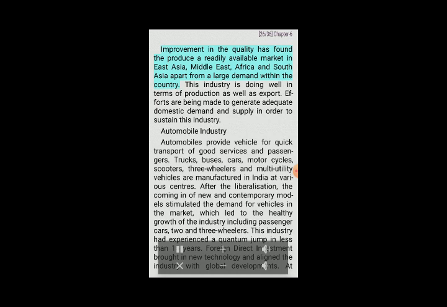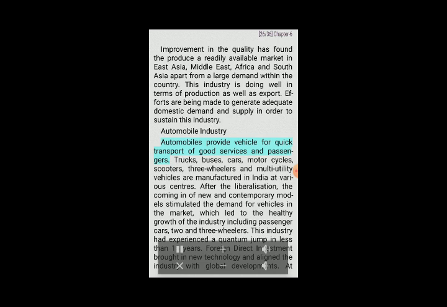Improvement in the quality has found the produce a readily available market in East Asia, Middle East, Africa and South Asia, apart from a large demand within the country. This industry is doing well in terms of production as well as export. Efforts are being made to generate adequate domestic demand and supply in order to sustain this industry.